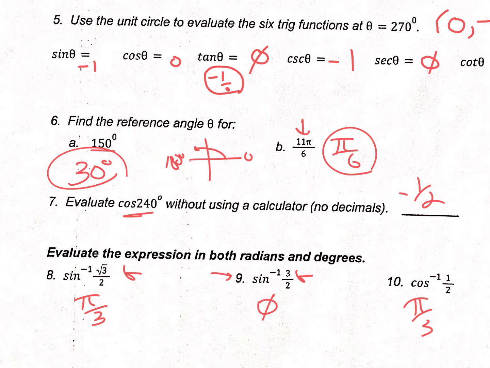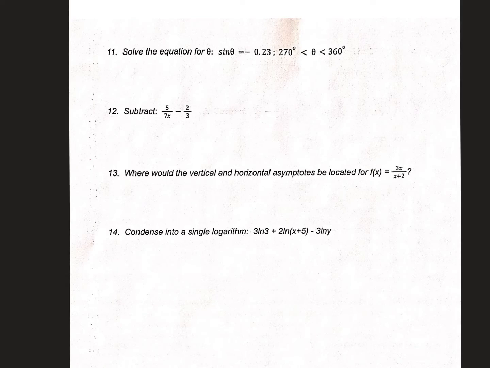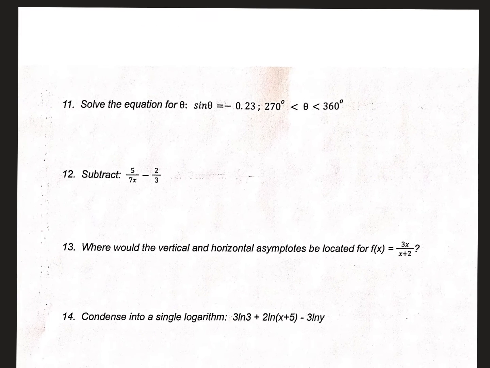Anything else on this page? Nope. Second page. Number 11, solve the equation. So it's asking you where is sine negative 0.23. So you need to take your calculator and hit second sine, or this button. It should be sine negative 1. And when you hit that button, just type in negative 0.23. And let's see what it gives you.